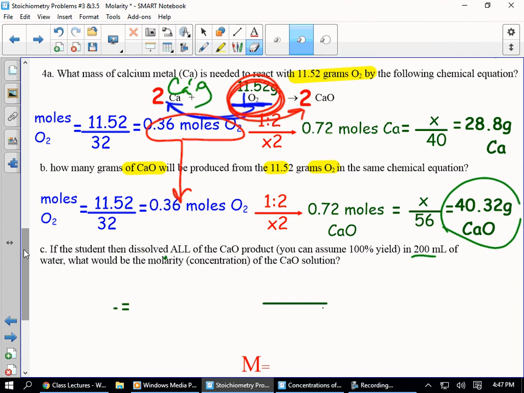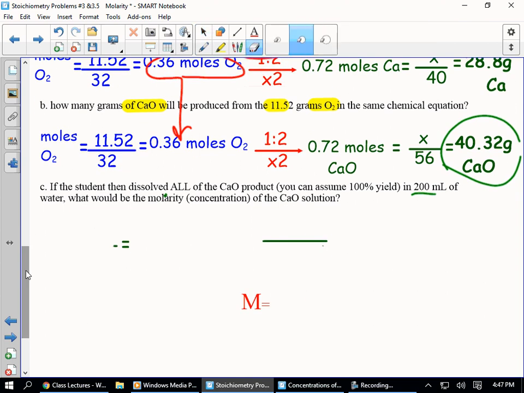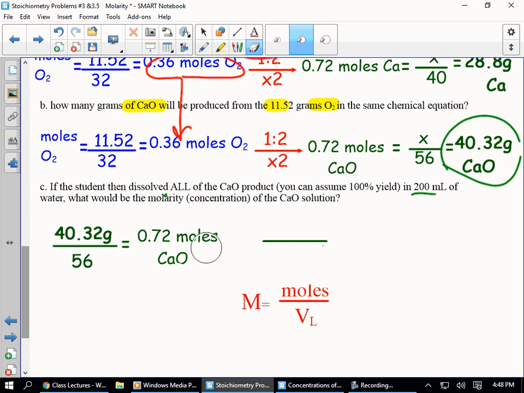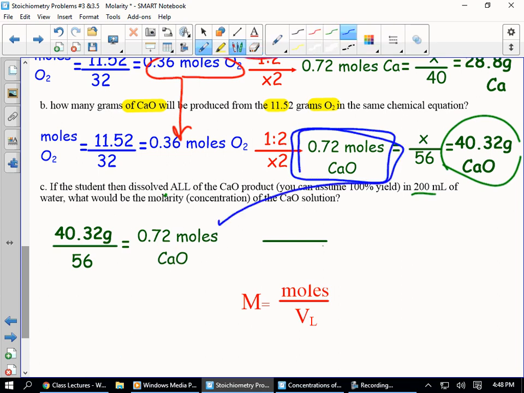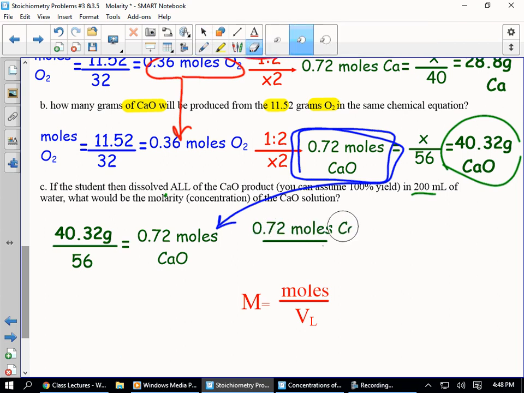Now remember, we can change our equation that we've been using and change it to molarity is moles per volume in liters. So I have that number already. If you want to redo it, you can. However, you'll see I made 0.72 moles of CaO, so I can just bring that down. And the volume in liters, this is not liters, so we're going to move it 1, 2, 3, 0.2 liters. When you divide that, you get 3.6 molar CaO.